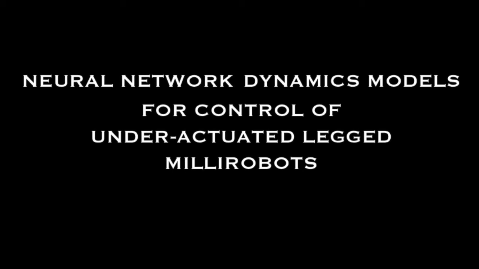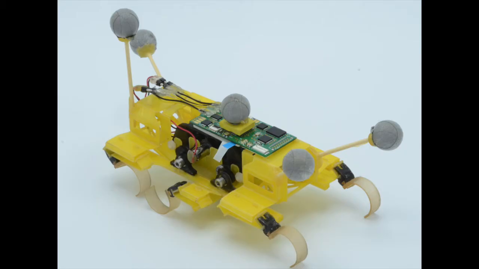Neural network dynamics models for control of underactuated legged millirobots. A small, low-cost, and highly dynamic palm-sized robotic platform that is constructed using rapid manufacturing techniques. It is 10 centimeters in length, approximately 30 grams in weight, moves up to 27 body lengths per second, and uses 2 motors to control all 6 legs.